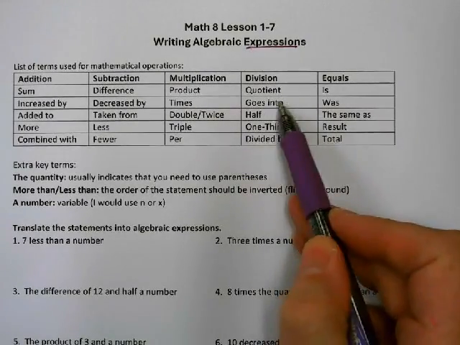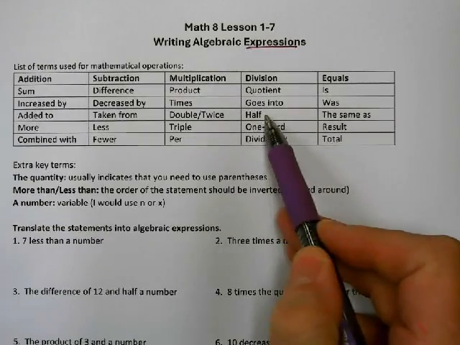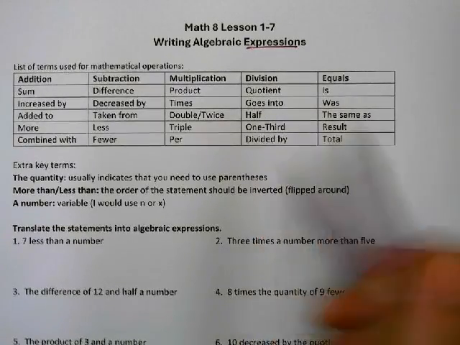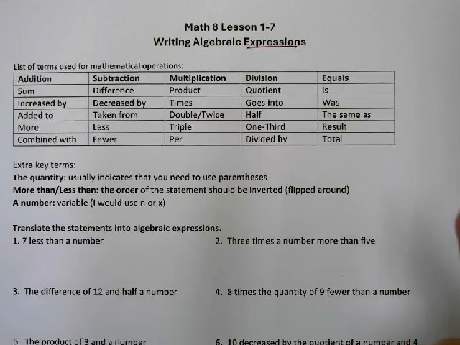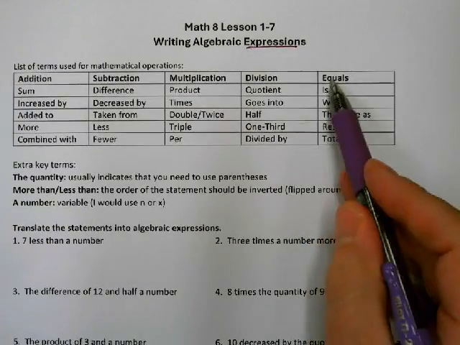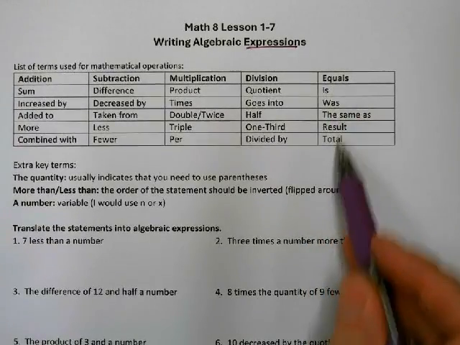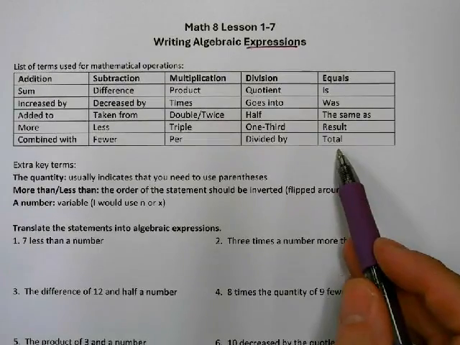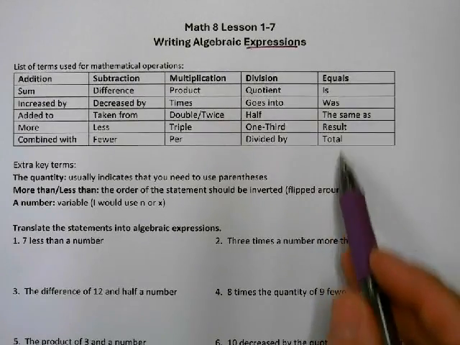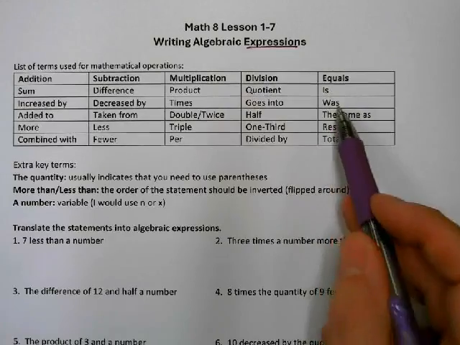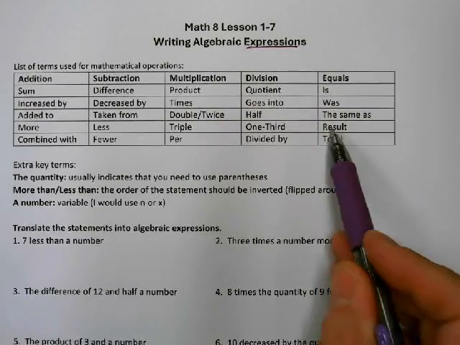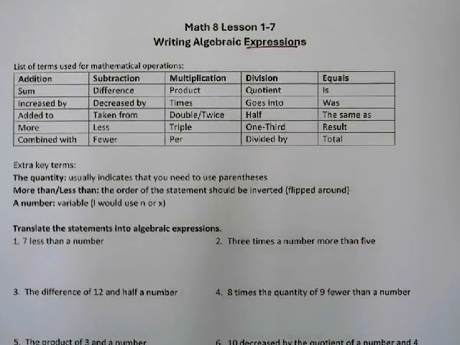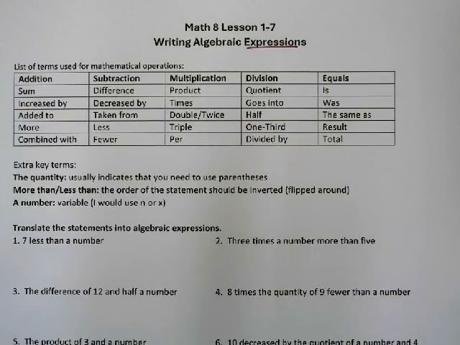Triple, multiplying by 3. Per, a lot of times means multiply. Division, quotient, goes into, half. That's dividing by 2. 1/3, dividing by 3. Divided by, of course, is division. Why is that even on there? Equals. Now, we're not going to have any equals on this one. On the next set of notes, we will. So let's just cover what the words are. Is, was, the same as, result, total. That all means that you're going to use an equal sign.